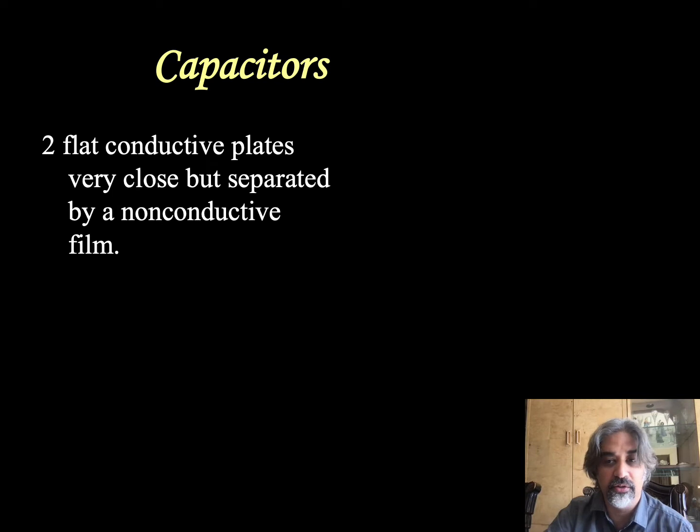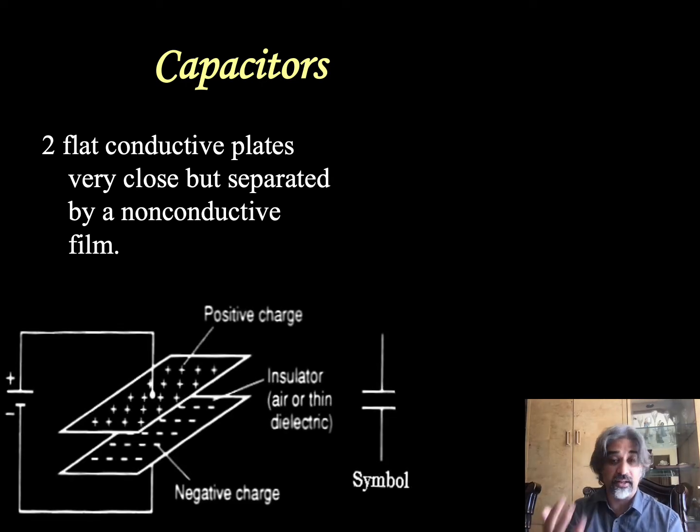Many residents have appreciated my description of capacitors because they didn't understand it during physics. So here goes. A capacitor consists of 2 flat conductive plates in very close proximity, but they're separated by means of a non-conductive dielectric film. It serves to store charge or energy on its plates, just like we talked about with the reservoir behind the dam.